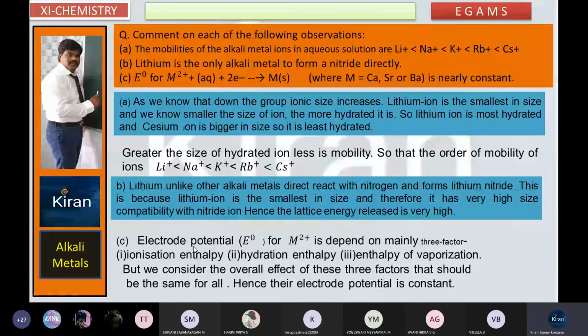Electrode potential for the metal ion means calcium, magnesium, strontium and barium. It depends mainly on three factors. Number one is ionization enthalpy, number two is hydration enthalpy, and third is enthalpy of vaporization. But we consider the overall effect of these three factors, which should be the same for all. Hence, their electrode potential is constant. In all the elements, calcium, strontium, barium, the electrode potential E0 value is the same. Hence, when the metal ion accepts 2 electrons, you are getting the metal.